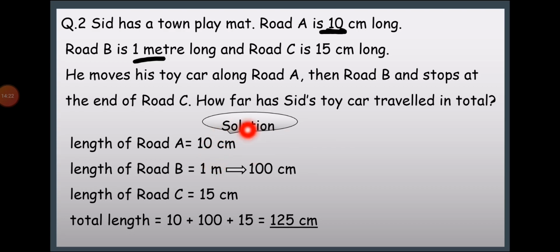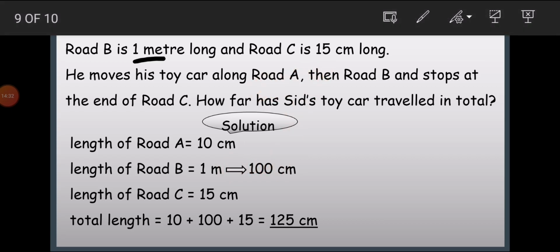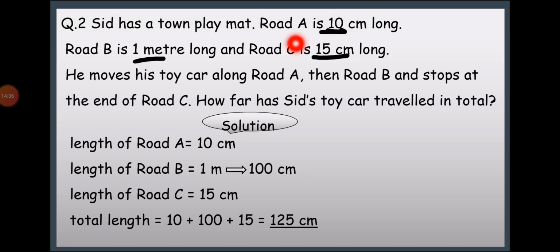Now 1 meter, and we have to multiply 1 by 100. 1 multiplied by 100 is 100. So the answer is 100 centimeters here. Now look at the third number present in the question. That is 15 centimeters. So what is 15 centimeters? It's the length of road C. So I have written here: length of road C is equal to 15 centimeters.